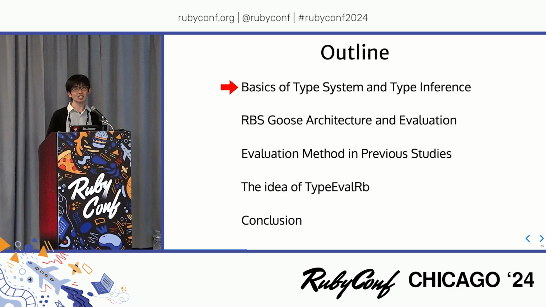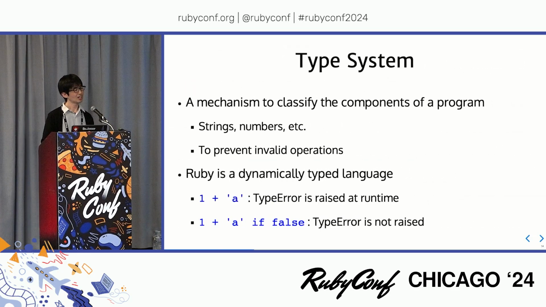Now, let's start by reviewing the basics of type systems and type inference. A type system is a mechanism for classifying the components of a program, such as strings and numbers. Ruby is a dynamically typed language. This means that types are determined only at runtime. For example, 1 + "a" raises a type error at runtime.